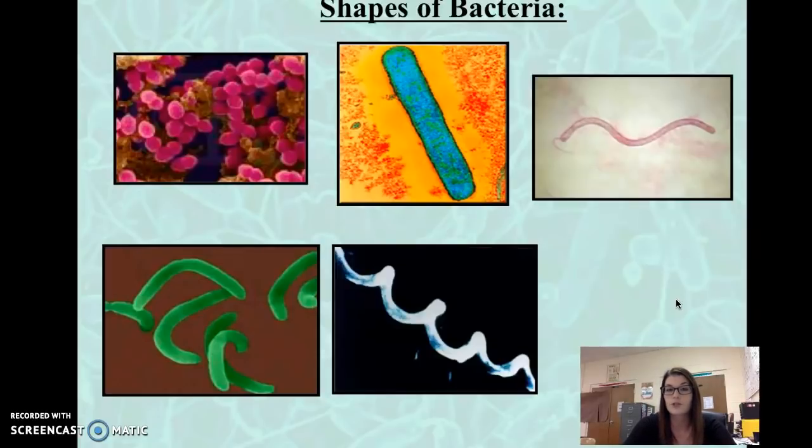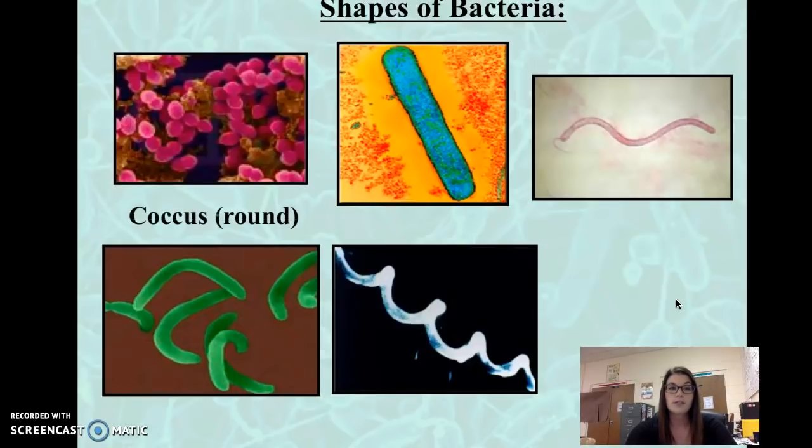So I'm going to go through the different shapes, and you're going to need to copy down the fancy names that are left blank. And then in a moment, you're also going to have to label each picture. Notice they don't go in the same order. So make sure you're labeling the pictures accurately with the specific name of those shapes of bacteria.